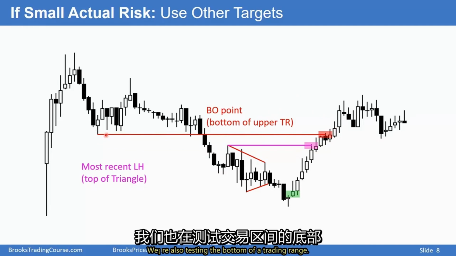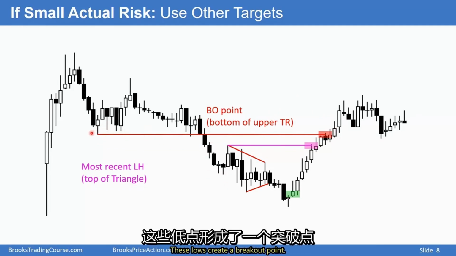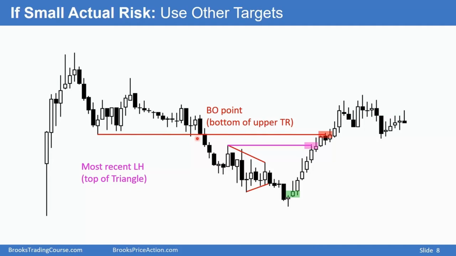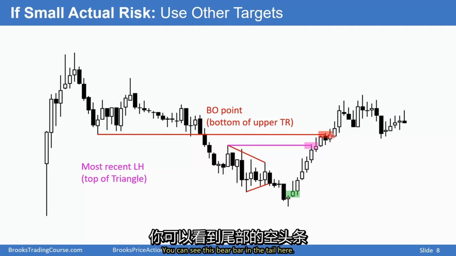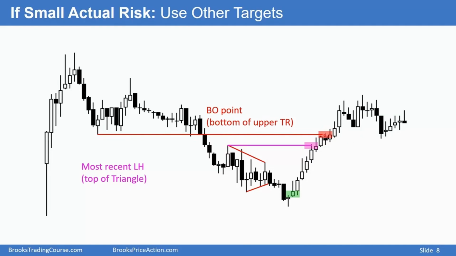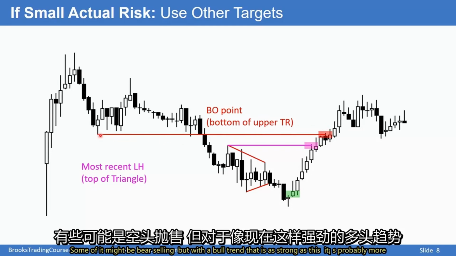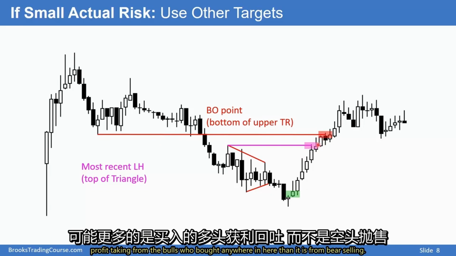We're also testing the bottom of a trading range. We have a double bottom here and a breakout. These lows create a breakout point. You can see this bear bar in the tail here, and that indicates that there's some selling there. There's profit taking from these bulls. Some of it might be bear selling, but with a bull trend that is as strong as this, it's probably more profit taking from the bulls who bought anywhere in here than it is from bears selling.